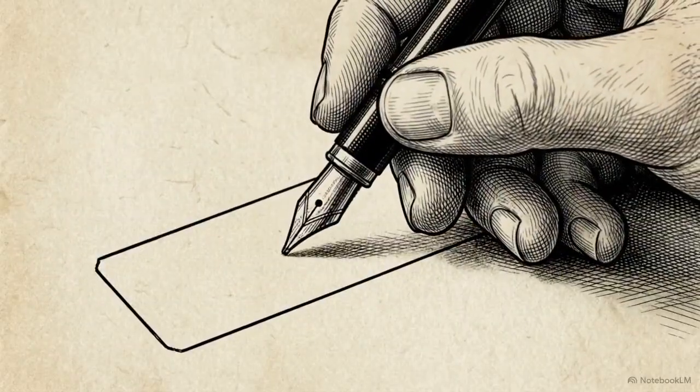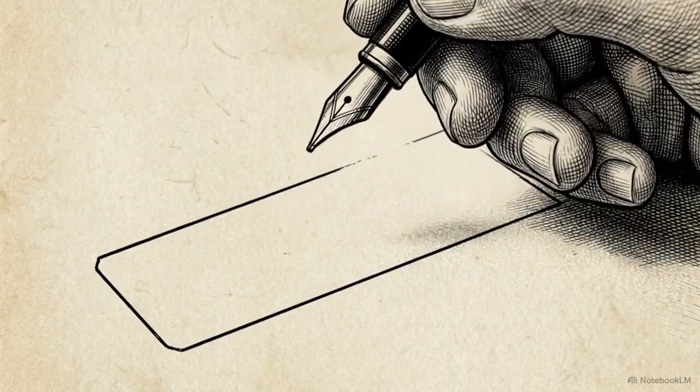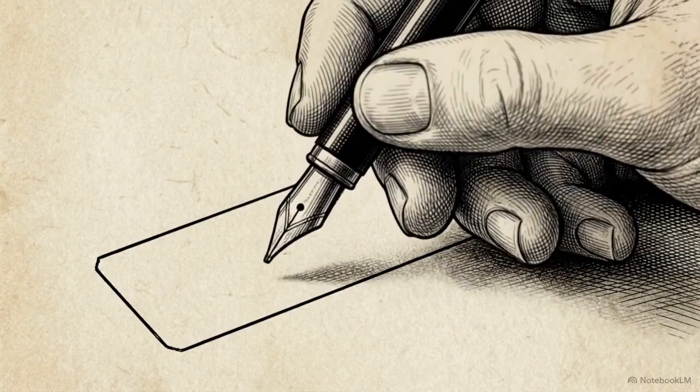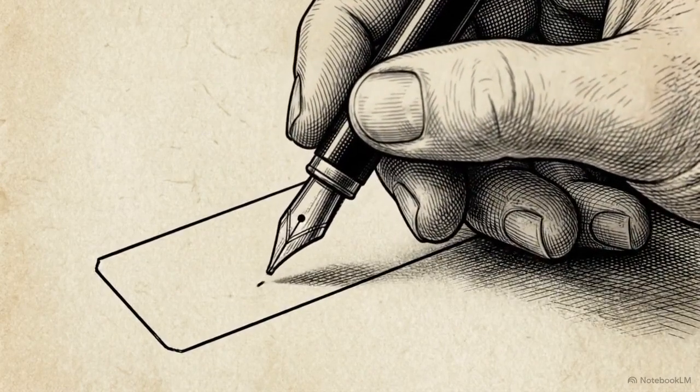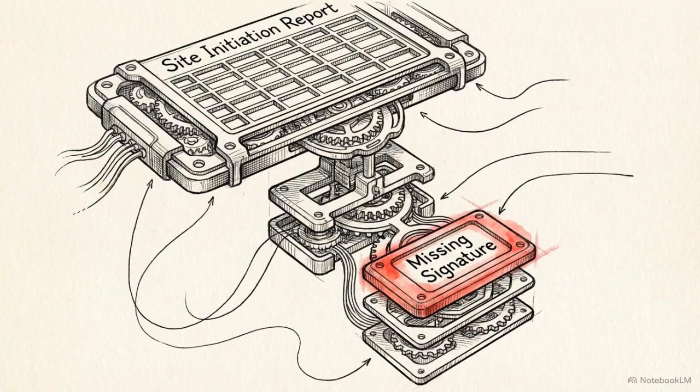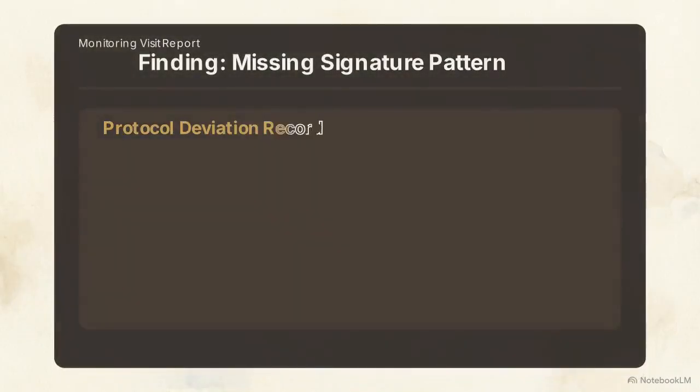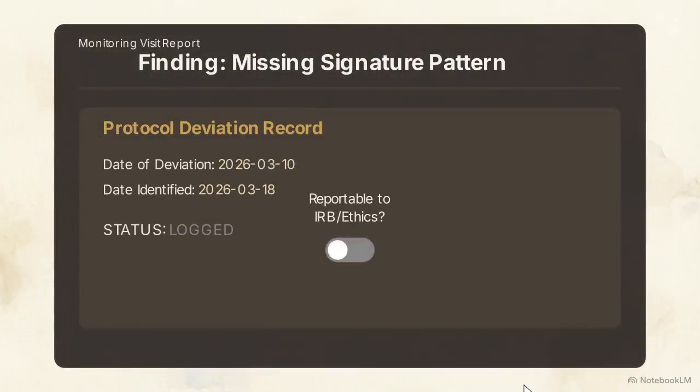During source data verification, a monitor discovers a systemic error. The site continually leaves the primary signature line blank. The automated escalation begins immediately. The monitor logs this missing signature directly into the site initiation report. Logging the finding automatically generates a protocol deviation. A reportability toggle is checked, teeing the issue up for immediate escalation to the Institutional Review Board.